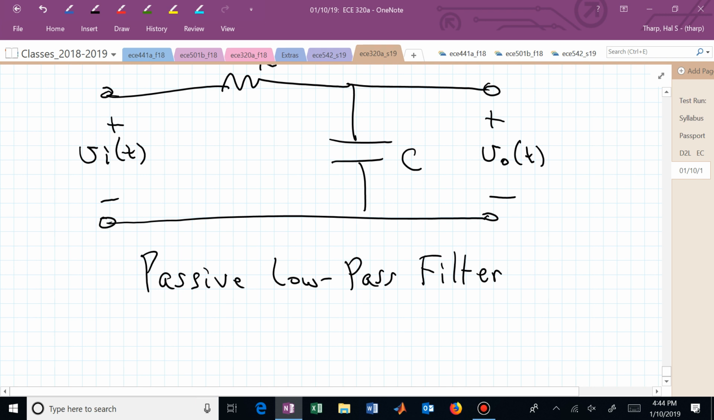We'll say, well, I don't really want to work with passive. I actually want a higher order filter. I want my filter to be sharper, meaning a sharper cutoff. Maybe I want active filters. Then we'll put op-amps together. And we'll build higher order filters.